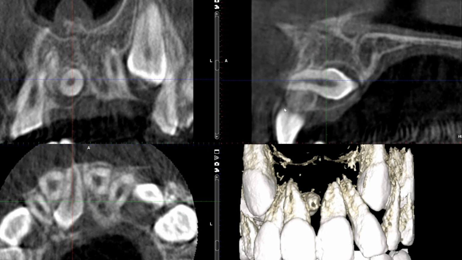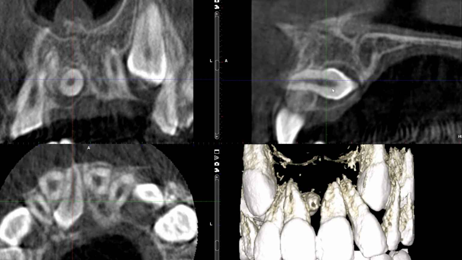You can make a measurement from the CEJ area to the apex of the mesiodens, or from here to here, so you know how far to make a flap or where to expose the bone to expose the crown. All of that can be obtained from this single cone beam CT radiograph.